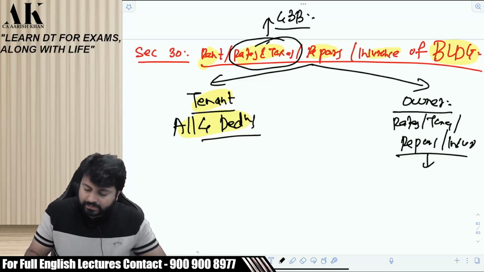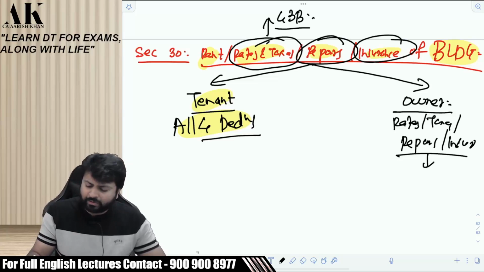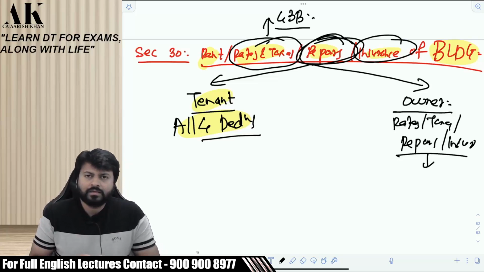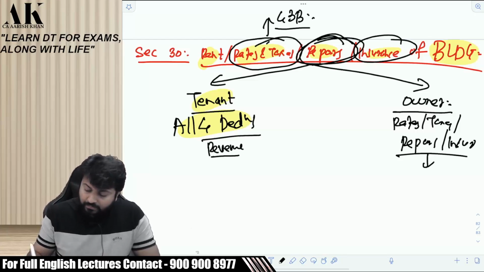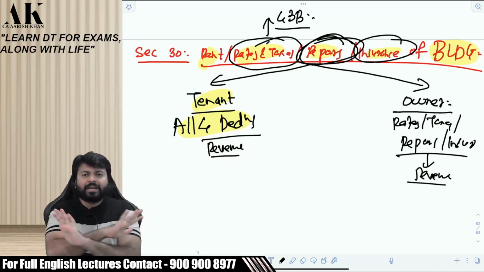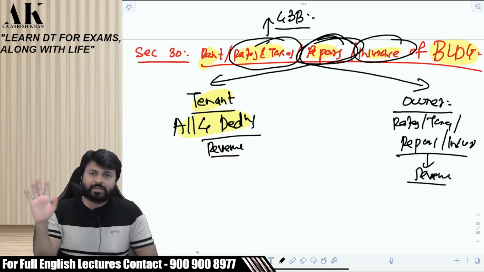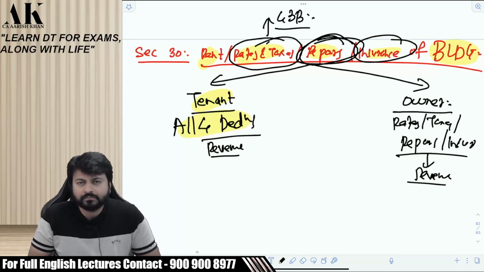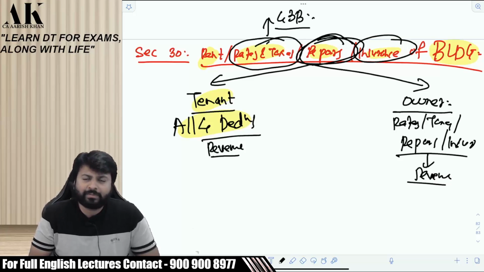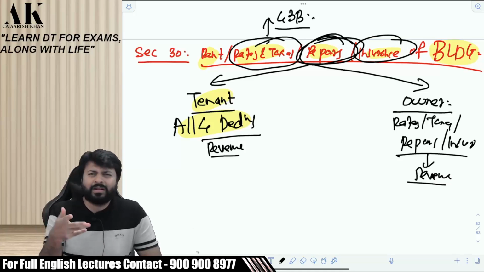Repairs. Sir, will repair be allowed? Yes. Insurance will be allowed. What kind of repairs will be allowed? Revenue repairs. The repair has to be revenue in nature, not capital. Capital repairs are not allowed in section 30. So if I do a capital repair, it is not allowed in this section. Sir, what is revenue repair? What is capital repair? If you do a small repair to your building, that is a revenue repair.